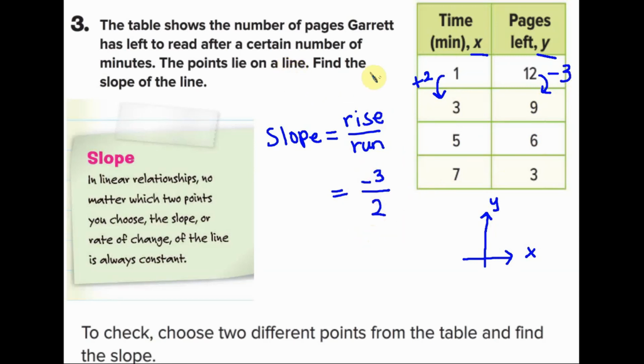That's a linear relationship. Just to double check, let's pick another one. 5 to become 7, 5 plus 2 will get you 7. 6 became 3, so 6 minus 3 will give you 3. You notice that my numbers are still the same, and if you repeat the same step, you will still get slope is equal to negative 3 over 2.